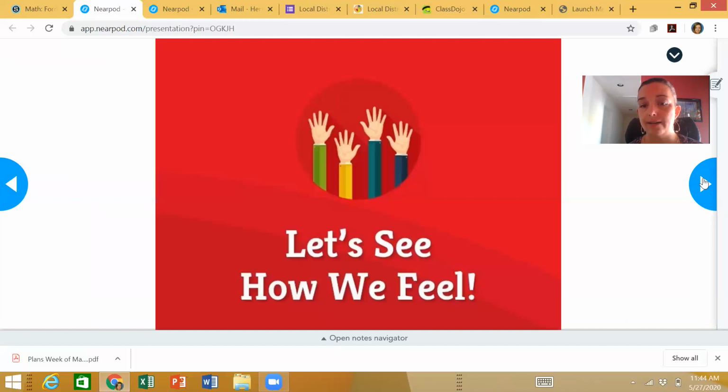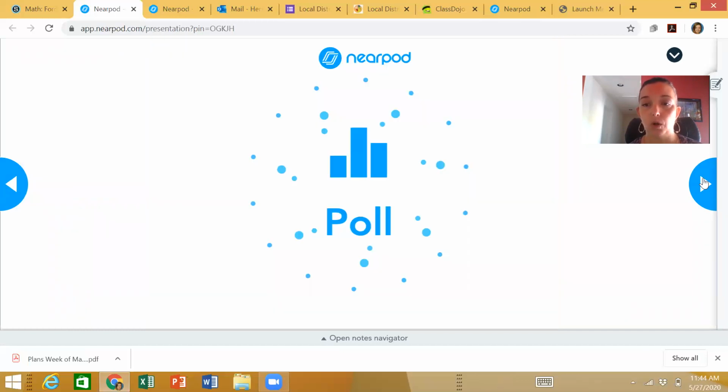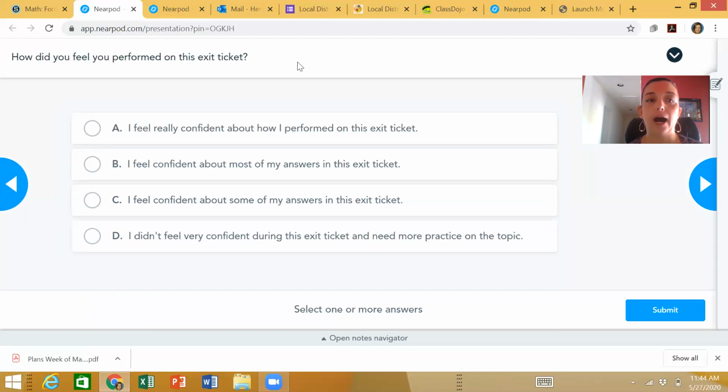And then the last slide is let's see how we feel. You're going to take a poll and you're going to put how you felt you performed on this exit ticket. So you're either going to choose I feel really confident about how I performed on this exit ticket, I feel confident about most of my answers, I feel confident about some of my answers, or I didn't feel very confident in this exit ticket and need more practice on this topic. Once you've chosen your answer, make sure you put submit so that we see your response.